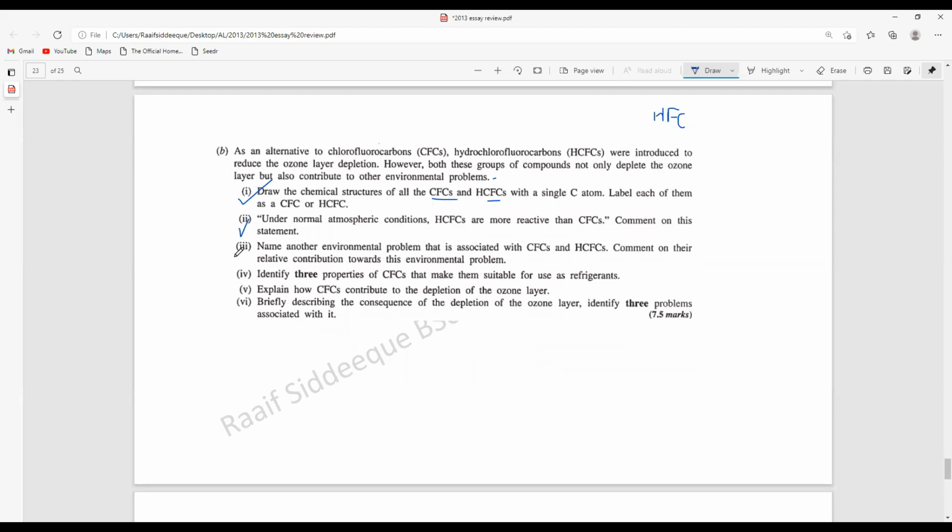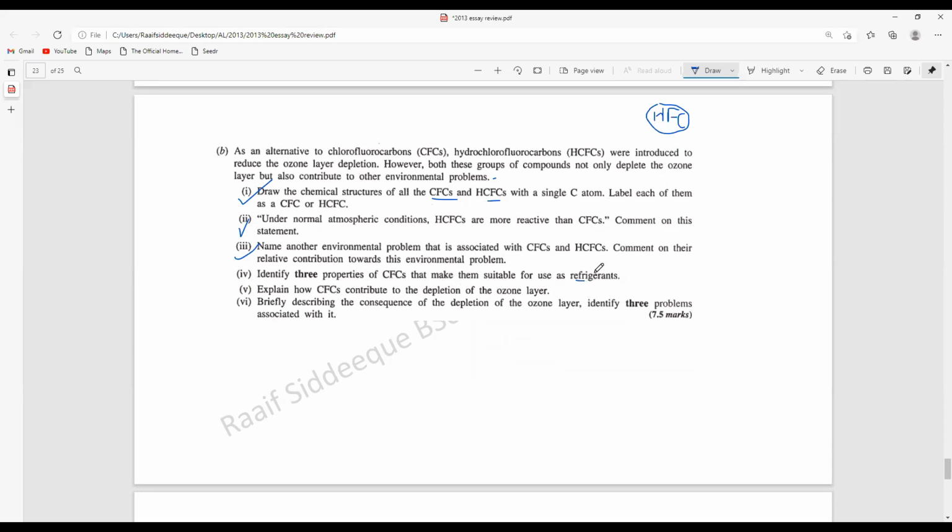So this is done. You touch a little bit of the global warming here, but not much, just a little bit. And identify 3 properties of CFC that make them suitable as a refrigerant. Now we don't use CFC in refrigerators anymore. We use HCFC, if you remember, and we use HFC as well, which are not ozone layer depletion carriers. So identify 3 properties of why CFC.